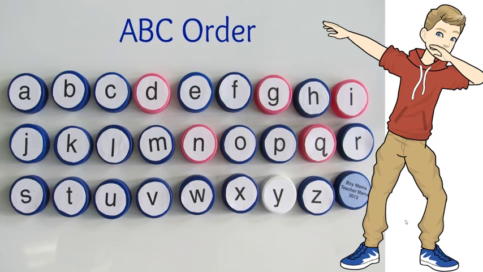لما نرجع تاني ونبص هتلاقي ال ABC order or alphabetical order. Again, if you need to watch a video about alphabetical order, please go back and visit it. As a reminder, ABC order is A, B, C, D, E, F, G, H, I, J, K, L, M, N, O, P, Q, R, S, T, U, V, W, X, Y, and Z.